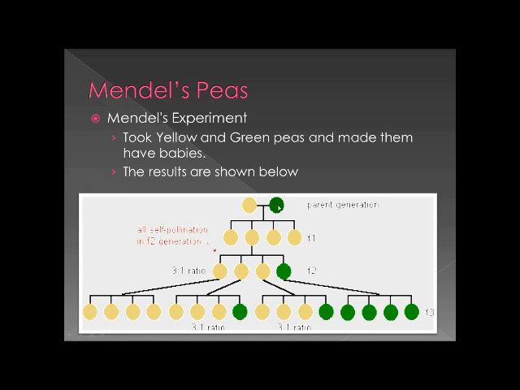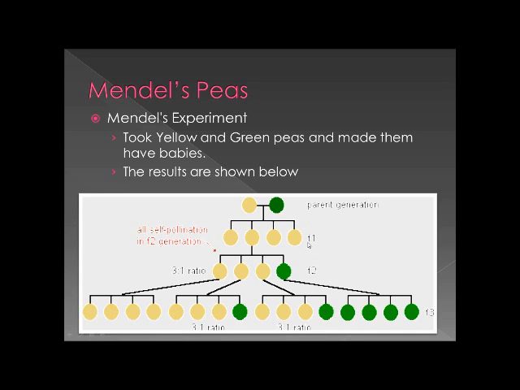Because you took the two colors, your instinct would be, okay, yellow and green, that makes a yellowish green color. But they didn't come out yellowish green. They came out all yellow. Well, that was a really weird result for Mendel. And that kind of raised the question, well, what's going on? How come there were no green peas after combining the yellow and green peas together?